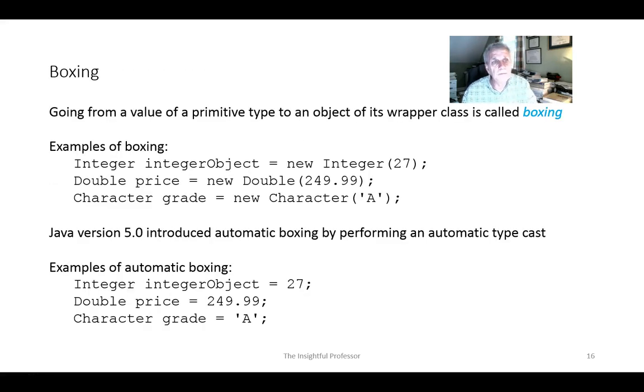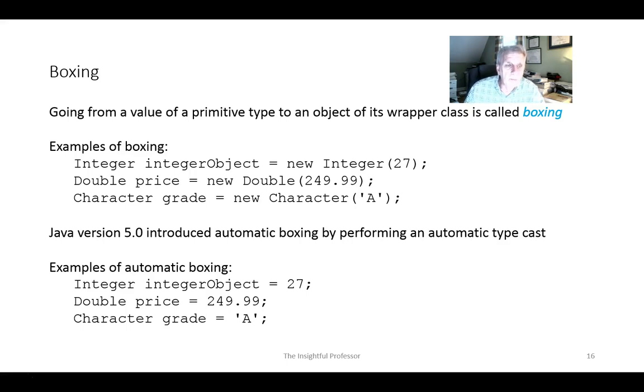In terms of boxing, here are a couple of examples. We say we're going to invoke Integer. Remember, Integer spelled this way is the class that is a wrapper class for the primitive data type int, and this is the constructor. So we're invoking the constructor for the Integer wrapper type. The argument here is the actual primitive data type's value. So 27 is the integer that we're going to store in this object called integerObject, which is an instance of the Integer wrapper class. And similarly, we show how this can be done with Double and Character.